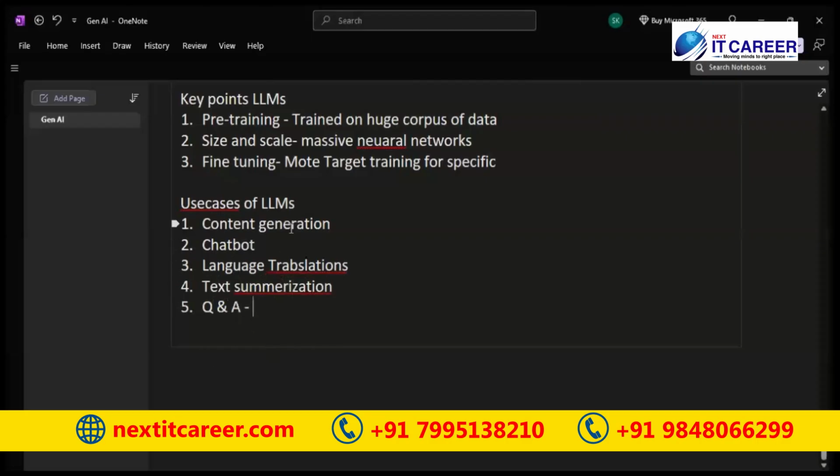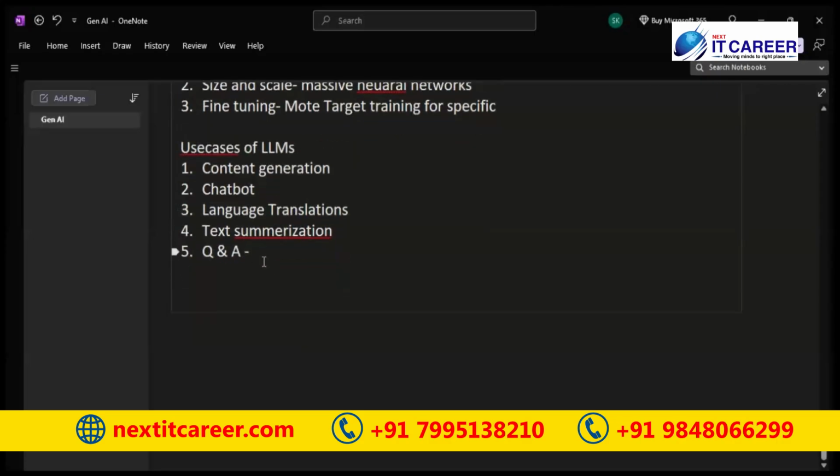So that is the reason. LLMs are among the best things we can use to create all these real-time applications: content generation, chatbots, language translation, text summarization, and so on. So these are the use cases of our LLMs. I hope it is very clear to you now.